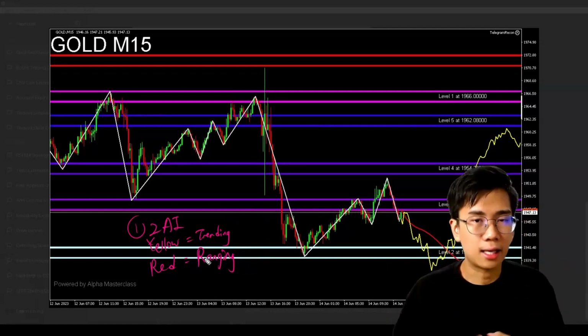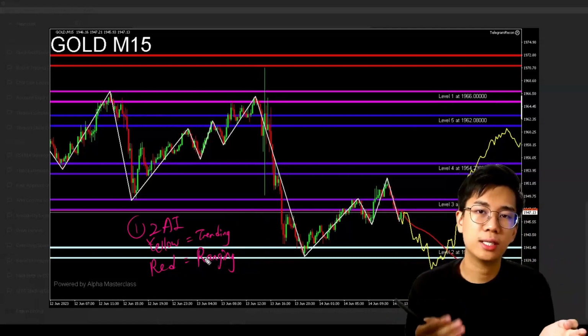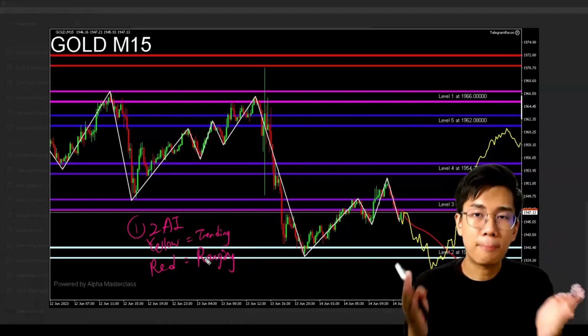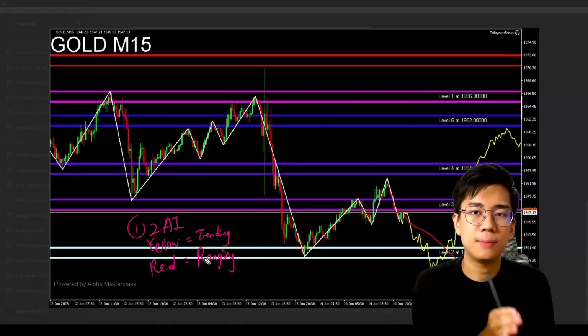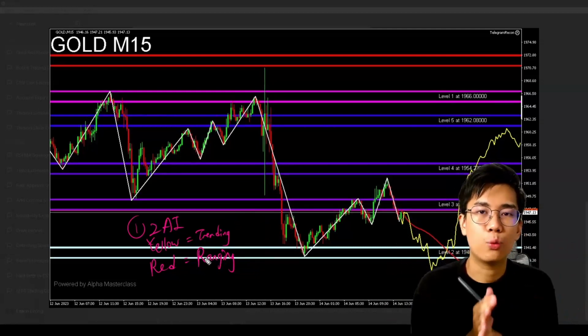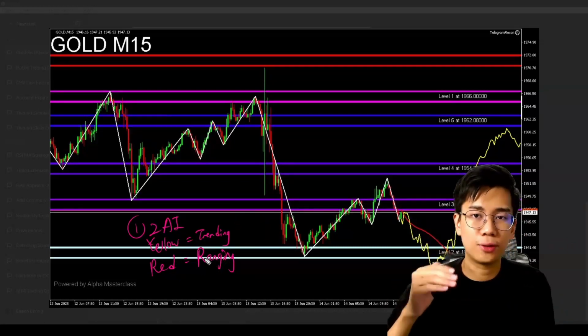This is an AI, like two gurus standing in front of you, teaching you two things. One is for a trending market, one is for a ranging market. But if these two persons have the same hypothesis, that means the current market has the highest probability of following that direction.